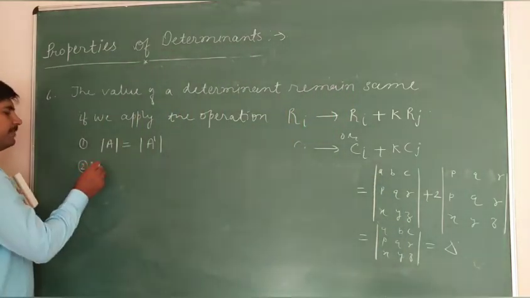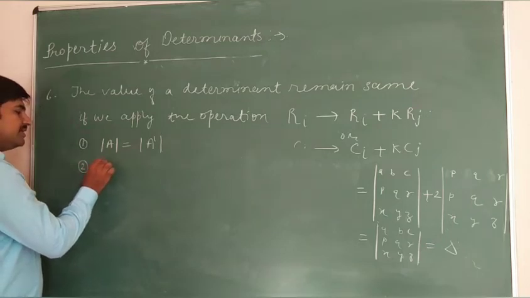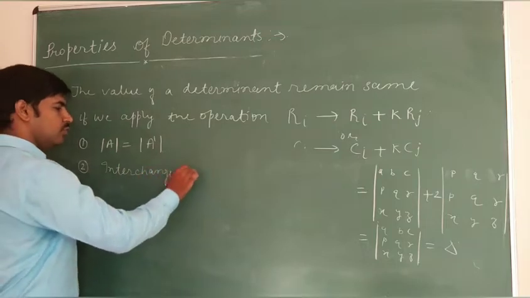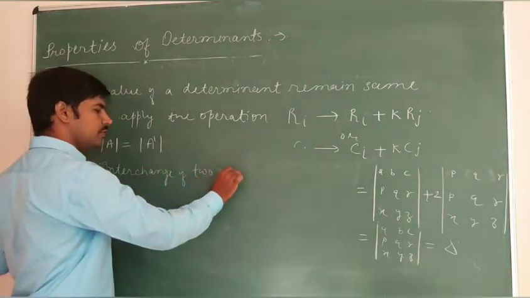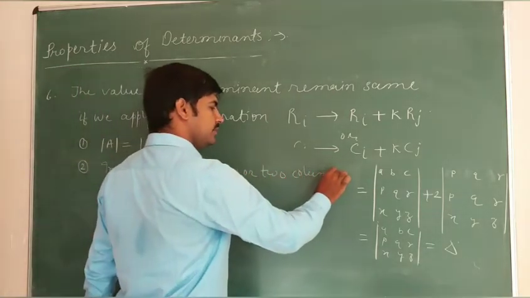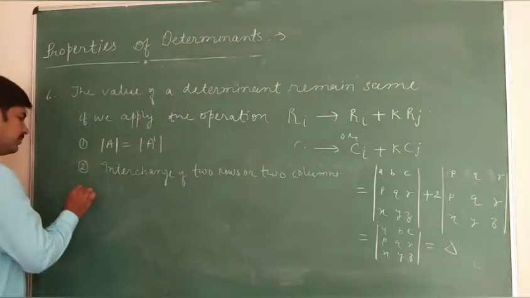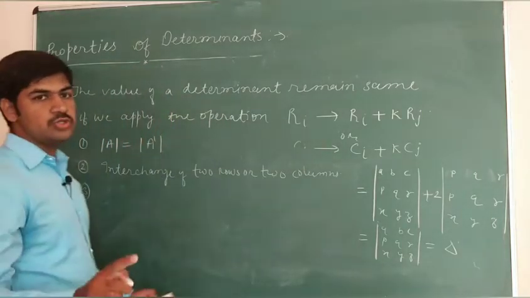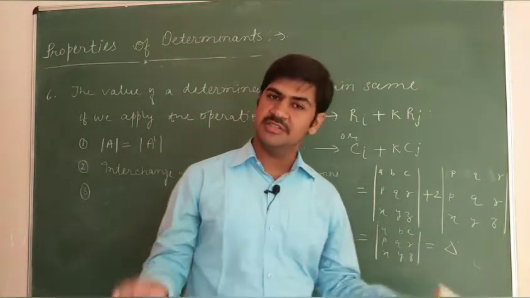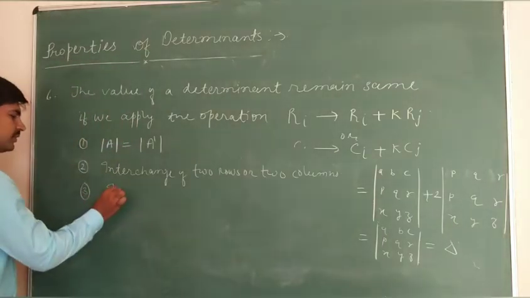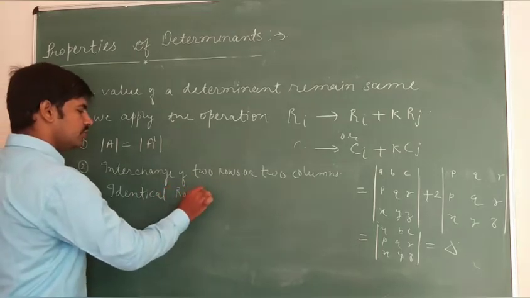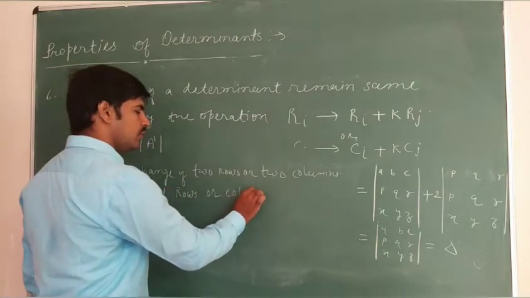So it is about interchange of two rows or two columns. This is our second property. The third property, students, is if two rows or two columns of a determinant are identical, then the value of determinant is 0. So it is about identical rows or columns.